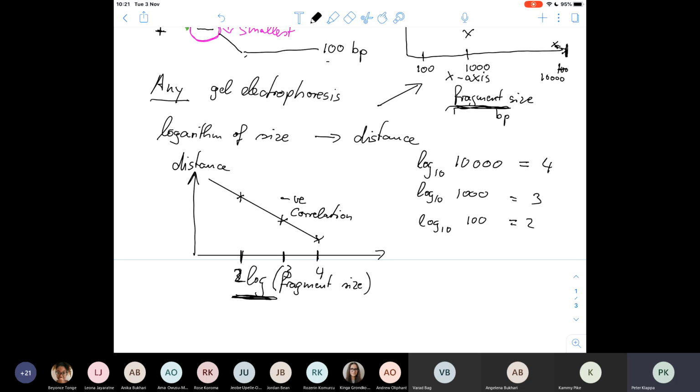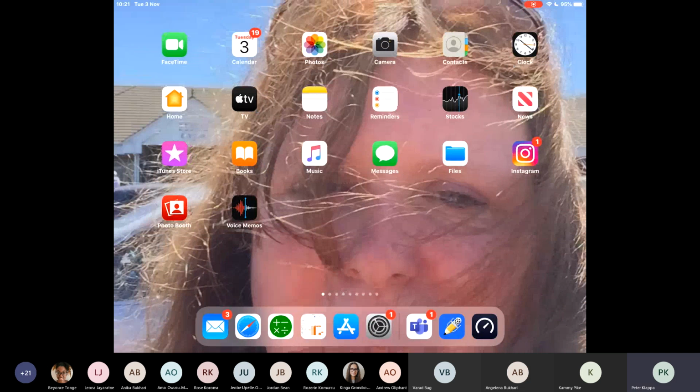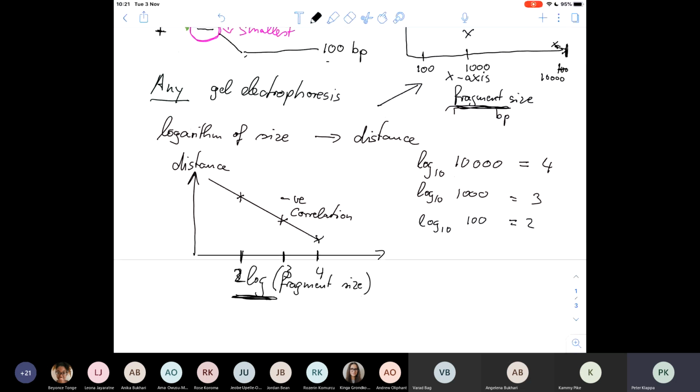And let's say you've got a fragment that has traveled a certain, oops, where am I? Why did that happen? Am I back? Yeah. Is that all right?